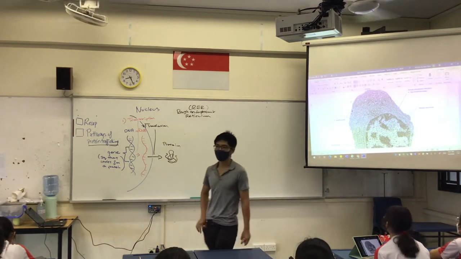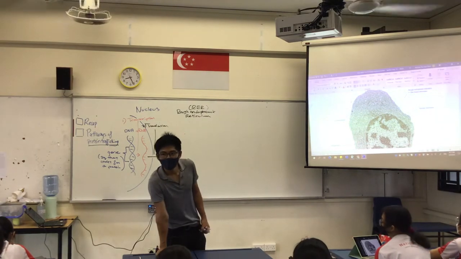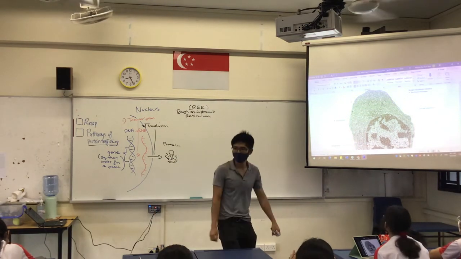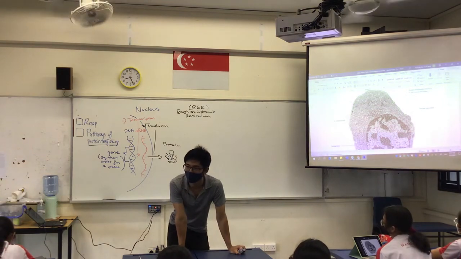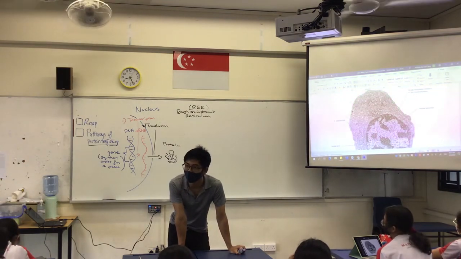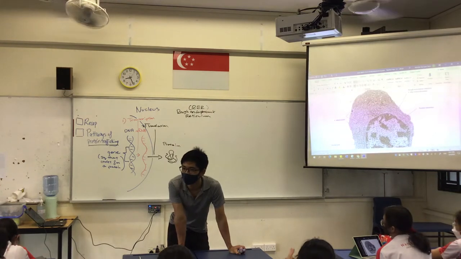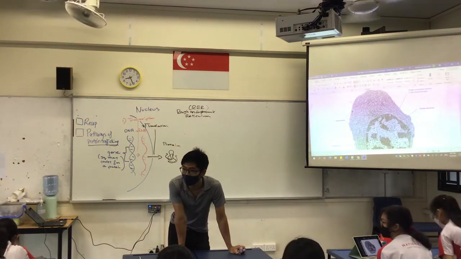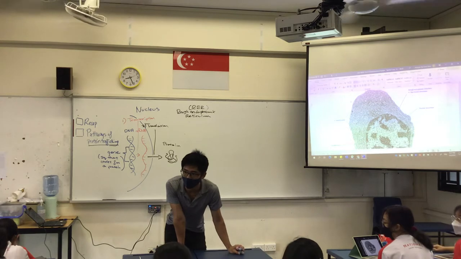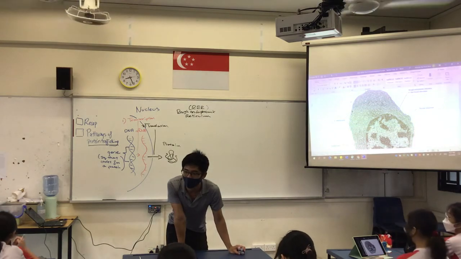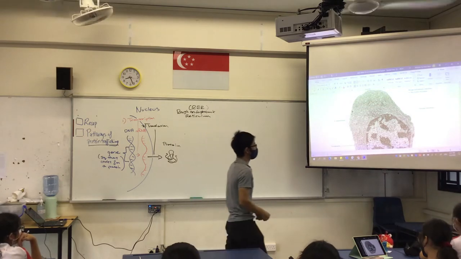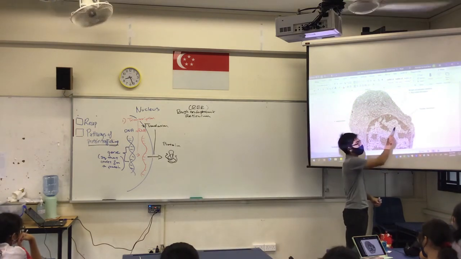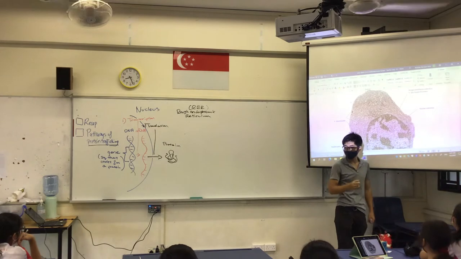Yes, Alpha? Can things come out from the membrane other than the nucleus? What things? Like mRNA. Oh, okay. So, why can't mRNA go out through the nuclear membrane? Yeah, nuclear membrane. Why can't it?